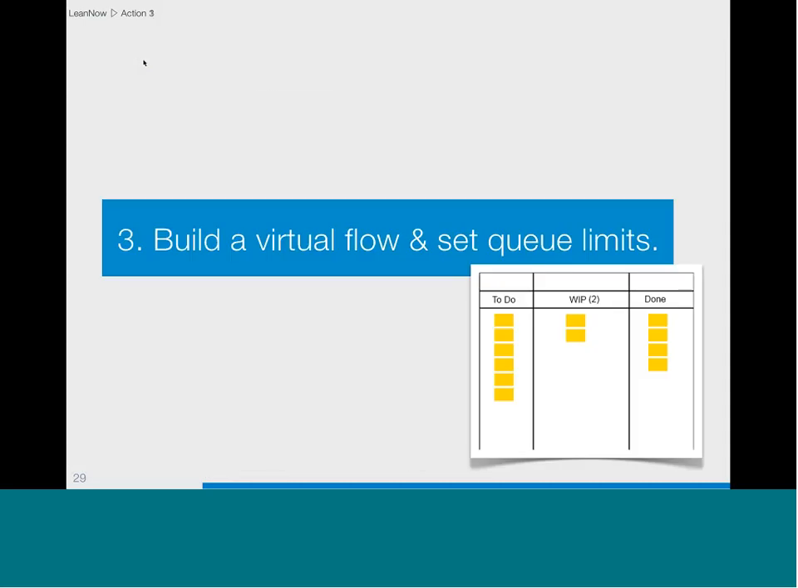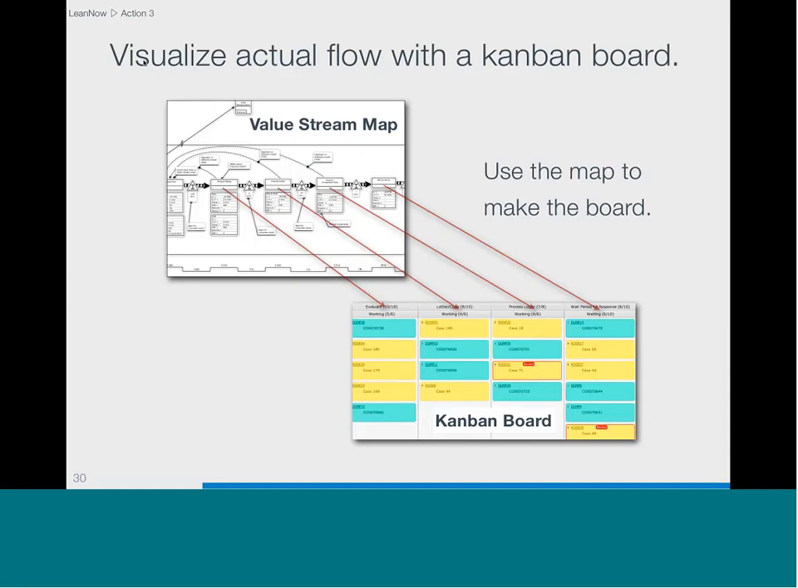The third part is setting up a virtual flow and setting queue limits around that flow. And you can see this little picture here of a simple little post-it note board. That's the basic idea of a Kanban board. And that's the key tool to visualizing the flow in the LeanNow process. So what we do is start with the value stream map and then take the processes from the value stream map and put them as column titles on a Kanban board itself.